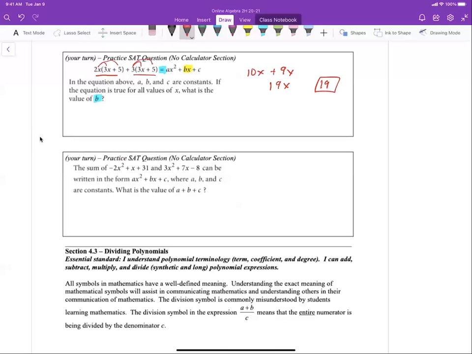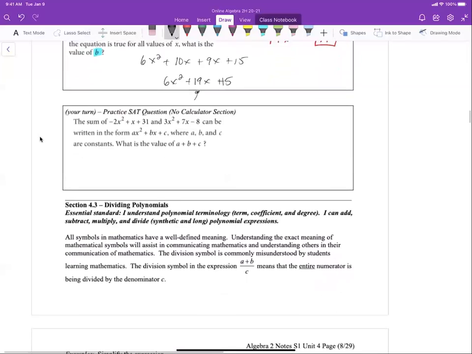Now, the other way you could have done this is you could have actually just went ahead and multiplied each one of these out. So you could have done the work and said, okay, 2x times 3x is 6x squared plus, excuse me, 2x times 5 is 10x. Then I would have 9x. Then I would have 15. Then I could have simplified this. And once again, we can see that the b term is 19. This approach up here is a little bit faster, but either way would work. All right, moving on to the next one.